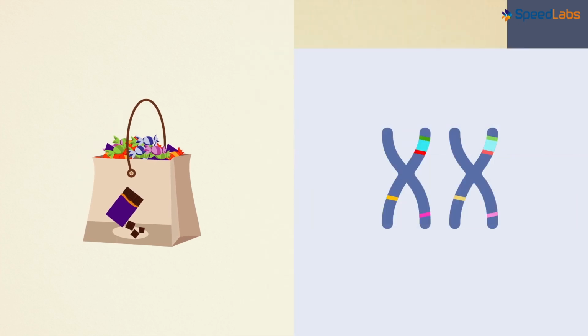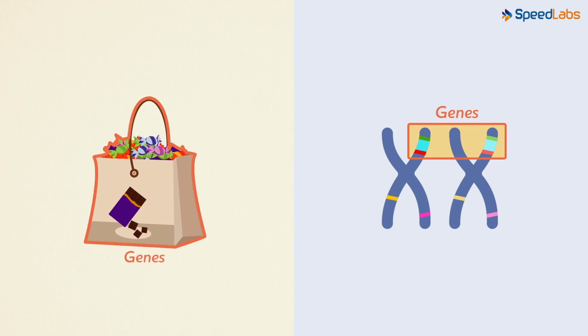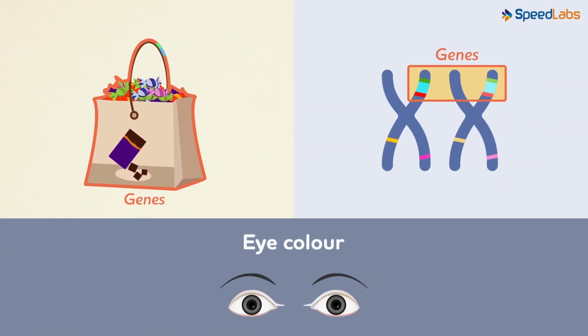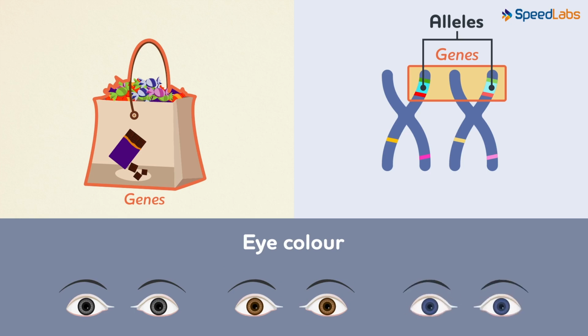Similarly, if we take genes into consideration, then genes for a particular trait will be like the bag of candies. So genes for one character, like the eye color, will be in this bag. And the different colors of candies are like the alleles. Each has a different identity and each gives us a different taste. Similarly, alleles are the forms of genes that give us the different traits. So, we can have alleles for black eye color, for brown eye color, or for blue eye color, and so on.